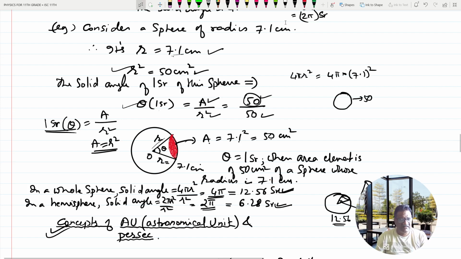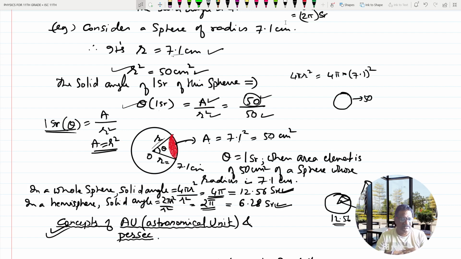With this, I have completed the first part of this units and measurement chapter, that is the measurement of length and the units. Okay, so length we have covered.